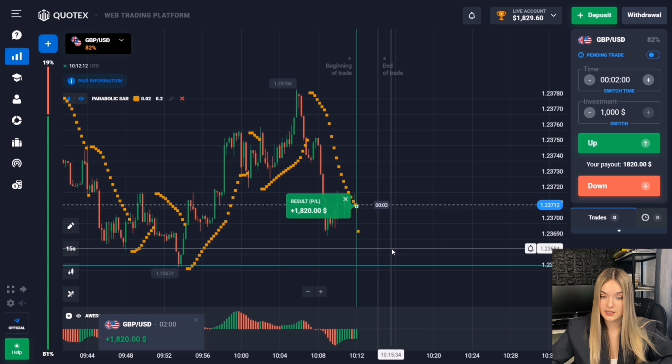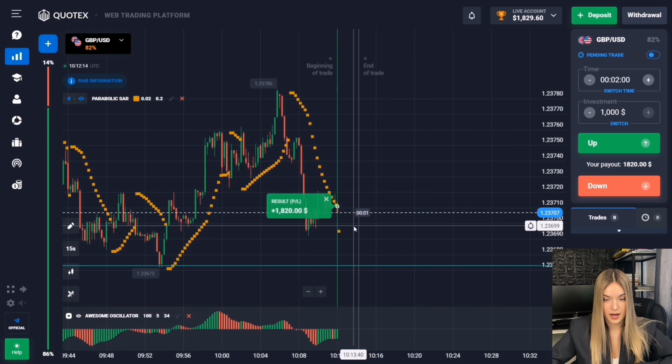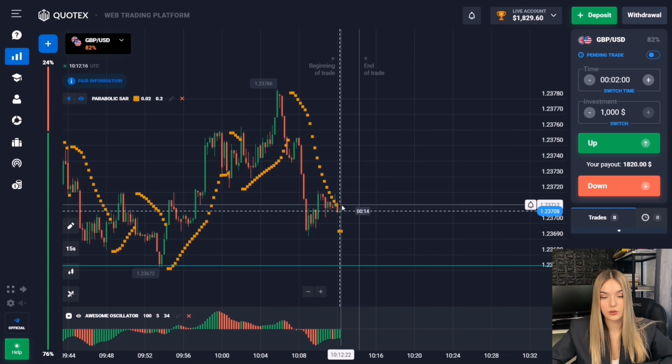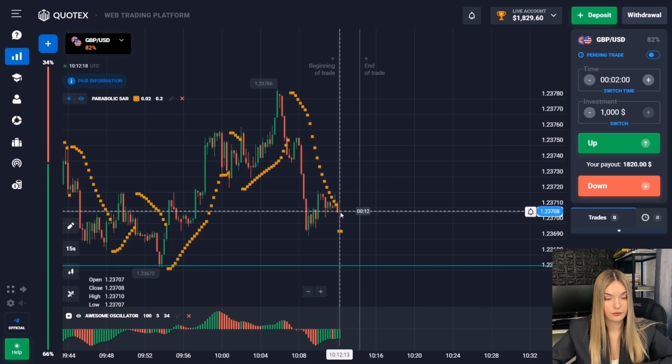Well friends, this is not bad. After the roll back up, the downward movement still continued. We managed to close our deal in profit. 2 minutes was just enough for us. After the pullback up, the price still continues moving to the support level.